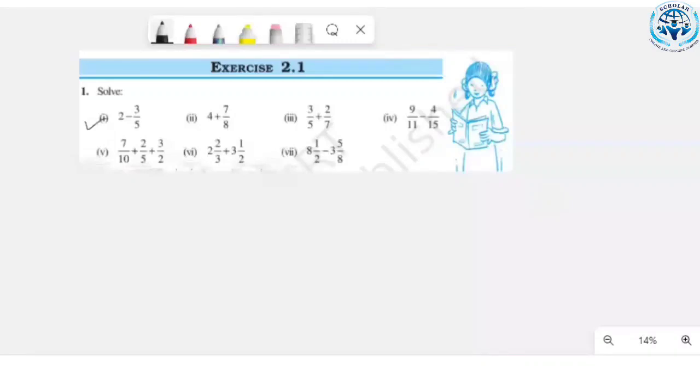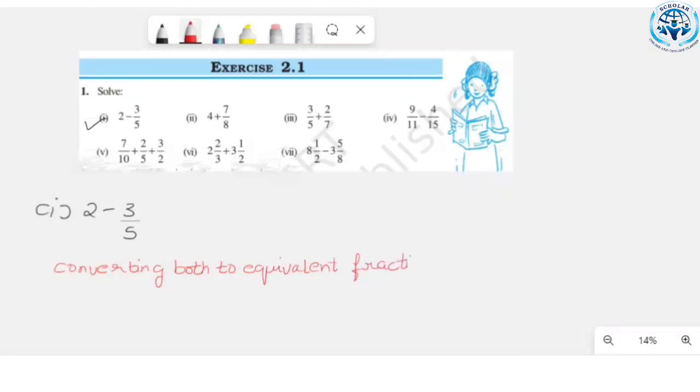Exercise 2.1. We have to subtract the fraction 3 by 5 from a whole number 2. If nothing is written in the denominator, it is understood that the denominator is 1. So, 2 by 1. Now we have to convert them into equivalent fractions. By multiplying the numerator and denominator with 5, we will get 10 by 5 because the LCM of 5 and 1 is 5.